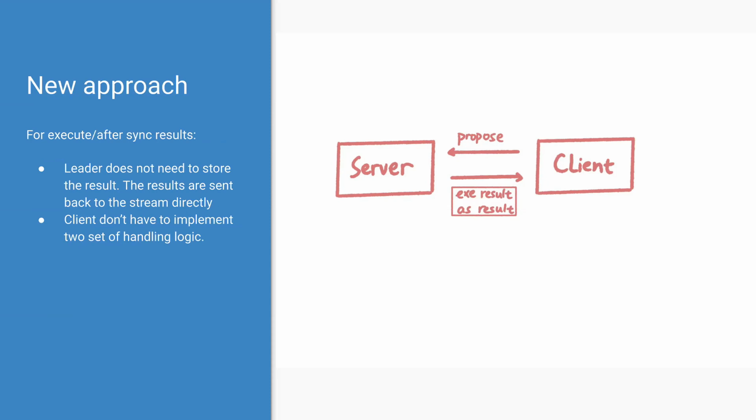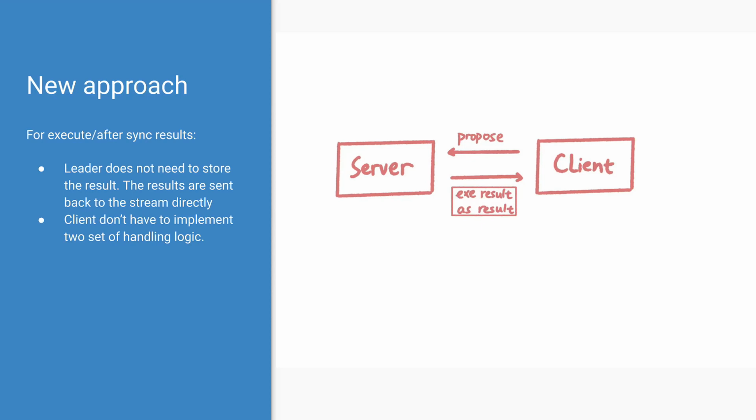In the old unary implementation, the request-response pattern requires the leader to store the result for each operation before sending them back to the client. However, if you use the streaming approach, the server can immediately send the result to the stream, so it doesn't need to store them. And the client implementation can also be simplified.